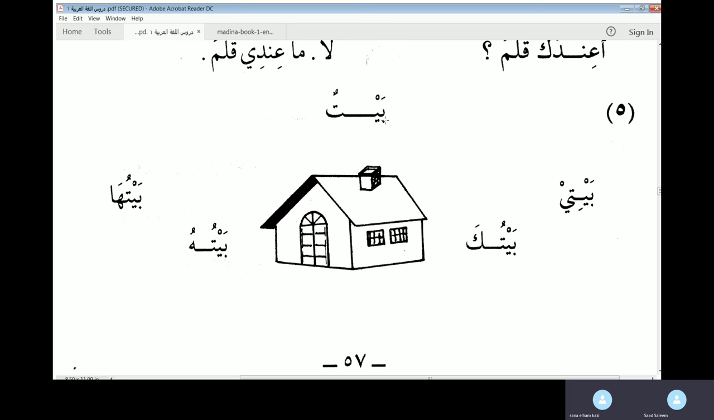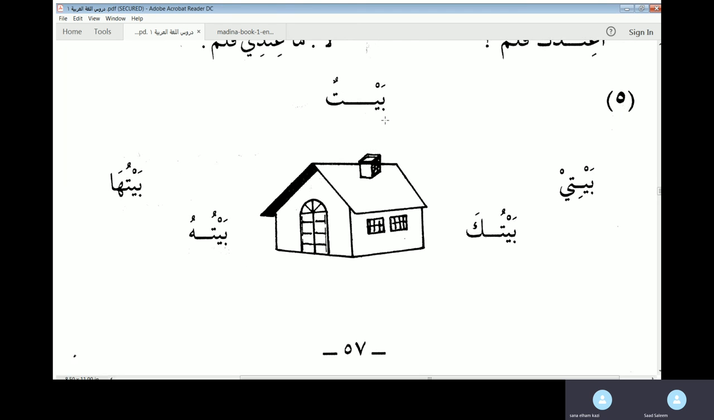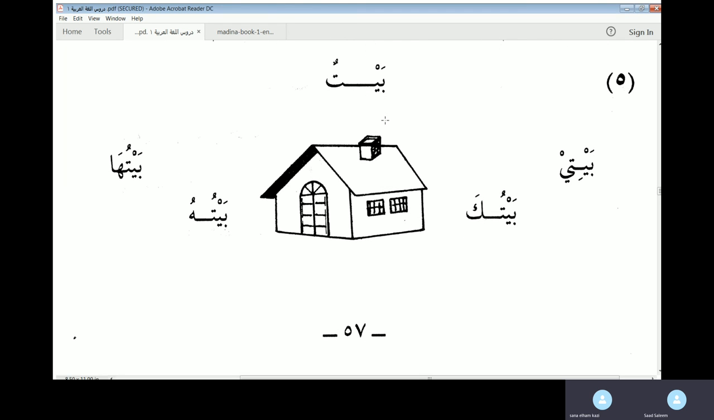Okay. Read this. Okay, baitun. So baitun, baiti. So baiti is your book. Sorry, baiti is my book. My house. Is, yeah, my house. I'm sorry. Baiti. Baiti is my house. Baituka is your house. Baituhu is his house. Baituha is her house. Okay.